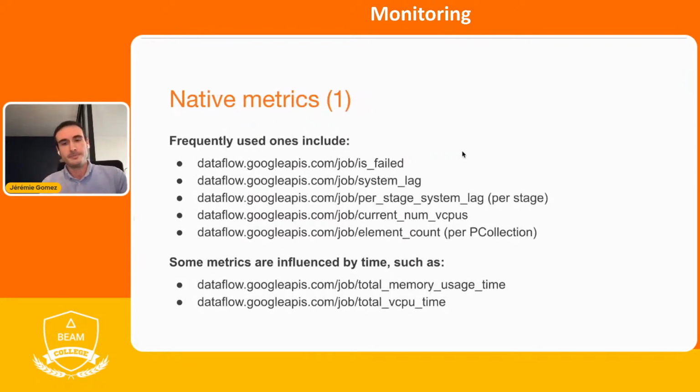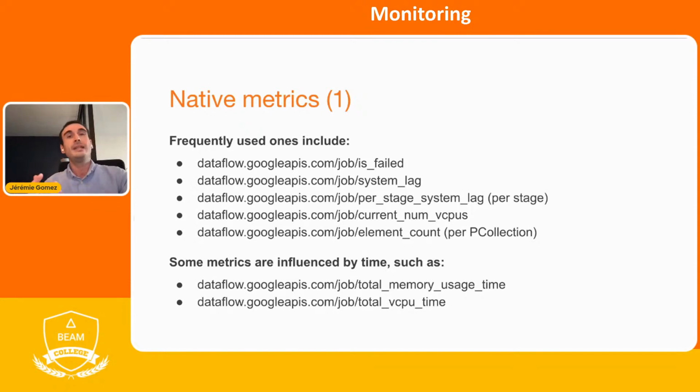So let's look at the native metrics first. Frequently used ones include: is my job failed? So it's called is_failed. You'll see that all these metrics start with dataflow.googleapis.com/job. Another very important one is the system lag. I'll show you what it is later, but it's basically the latency of your pipeline. You have per stage system lag if you'd like more precise information. You also have the current number of vCPUs. This is really useful to know if your job has auto-scaled or not, how many CPUs it's currently using.